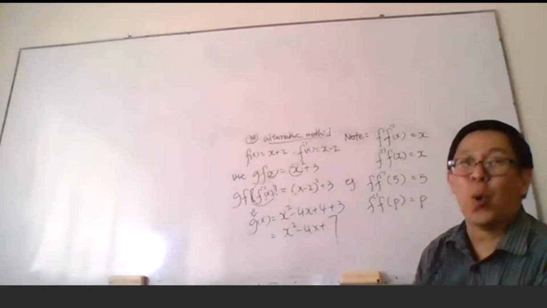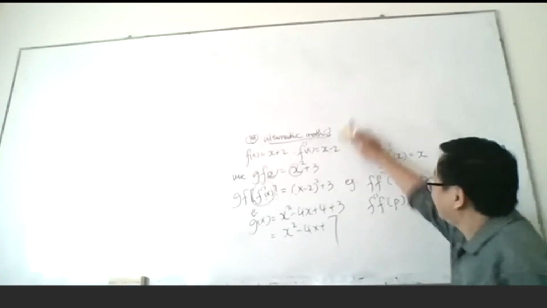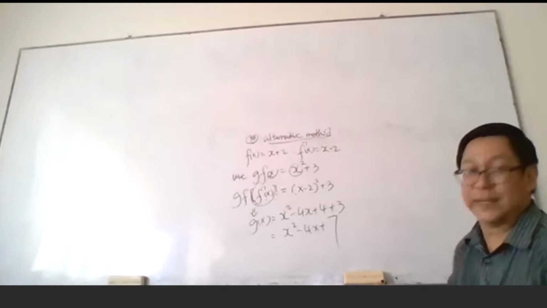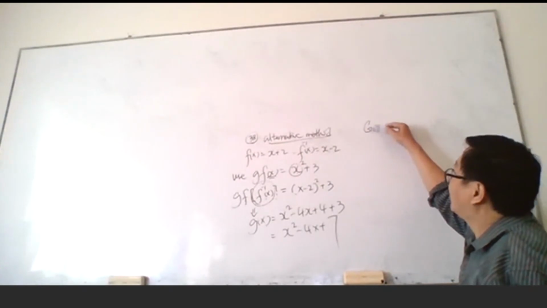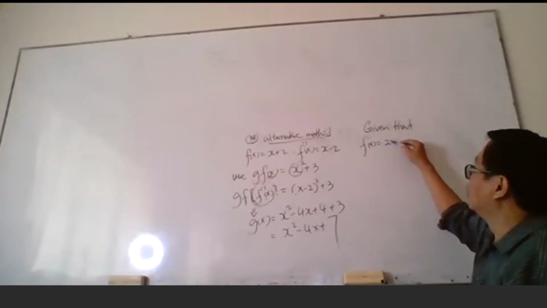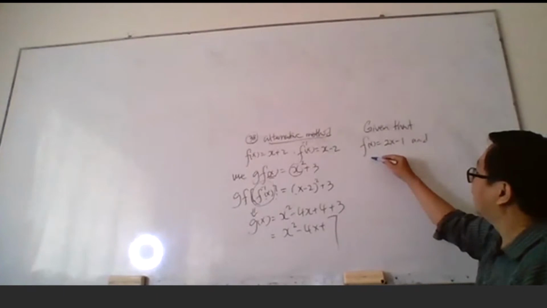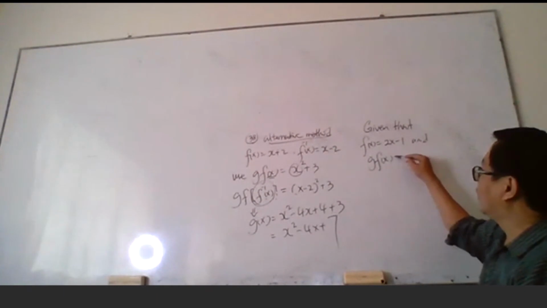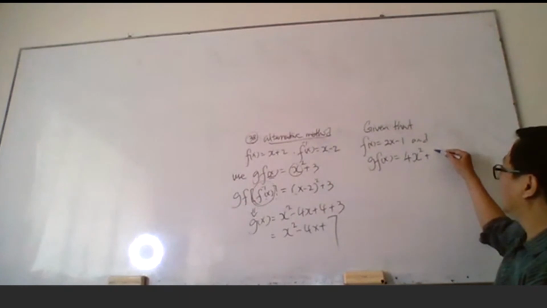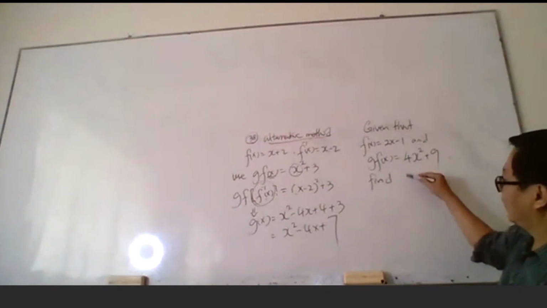Okay, never mind, I will give you one more. Not to worry. This will be the last question for this lesson. Given that your f(x) will be 2x minus 1, and your g f(x) will be 4x squared plus 9. Find g(x).